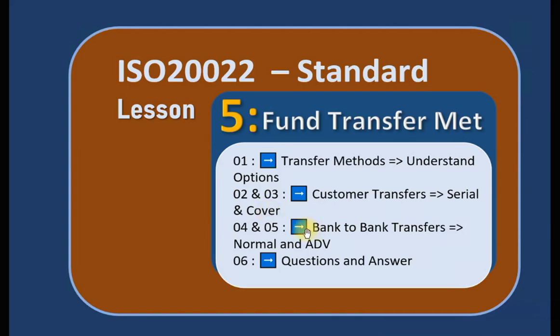Then we will see bank to bank transactions, and we will try to analyze what is the new flavor in ISO 20022 and what is the normal one. And at the end of that, we have a few questions to discuss in general to make the overall understanding better. So let's move to the next slide.